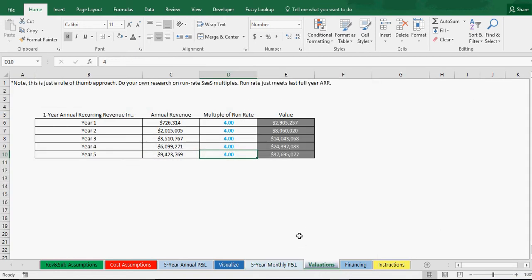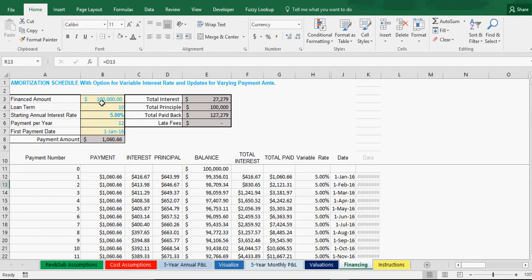Also, I did a valuation. It's basically you've got your run rate, which is your annual recurring revenue, times a given multiple, and there's your value. Now you're going to have to research. All different SaaS businesses have different multiples, so you'd have to figure out what would fit you best. And this is giving you the run rate of each year based on all the information and assumptions you've entered. We've also got financing here.